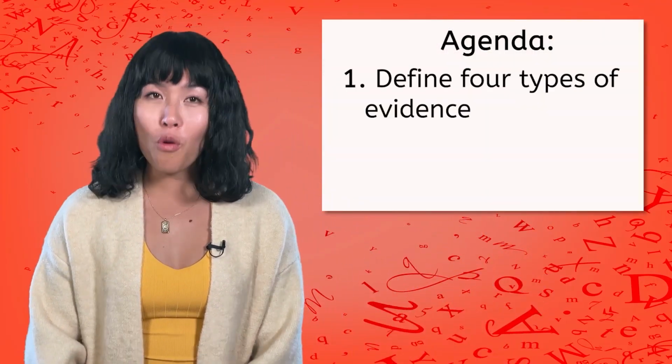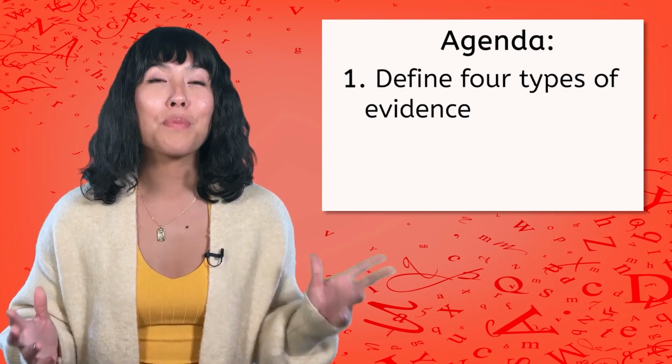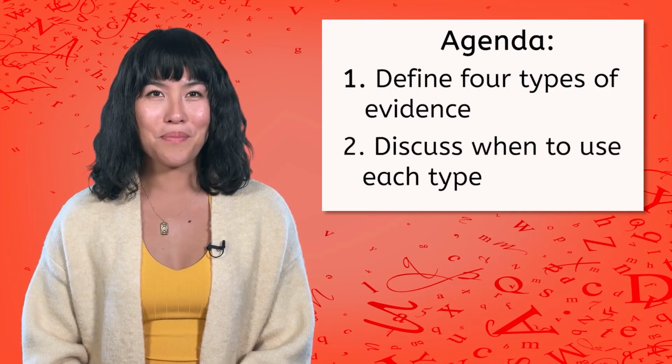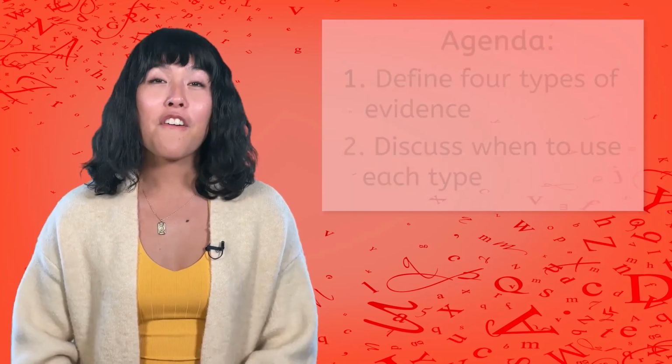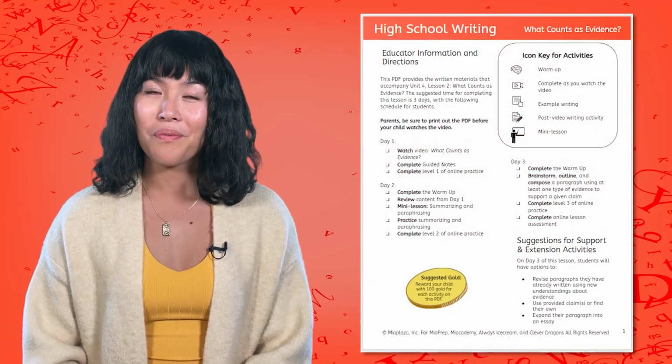Welcome to Lesson 2 of Unit 4, our deep dive into using evidence in your writing. Today, we will define 4 types of evidence: facts, quotes, summaries, and paraphrases, and discuss when and how to use each type. Let's get into it. Follow along on your PDF and record guided notes as we go. The first type of evidence we'll discuss is just the facts.